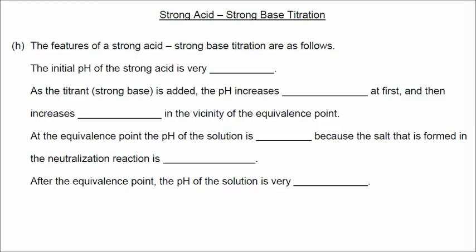So before we move on to an example of a weak acid strong base titration, let's go ahead and summarize the features of a strong acid strong base titration. The initial pH of a strong acid is very low. As the titrant, the strong base, is added, the pH increases slowly at first and then increases rapidly in the vicinity of the equivalence point. At the equivalence point, the pH of the solution is 7 because the salt that is formed in a strong acid strong base titration is neutral. And then after the equivalence point, the pH of the solution is very high because of the extra strong base.